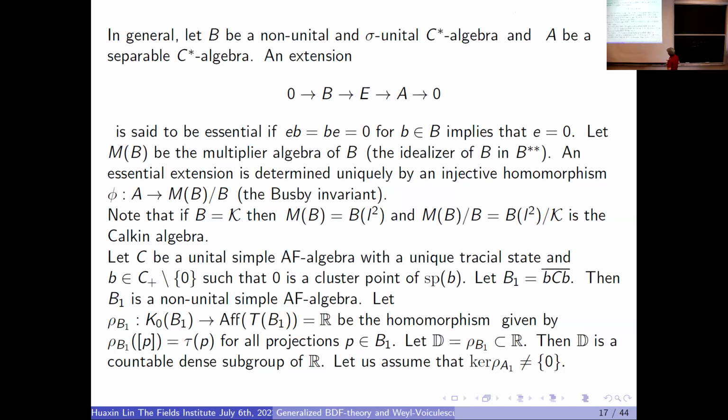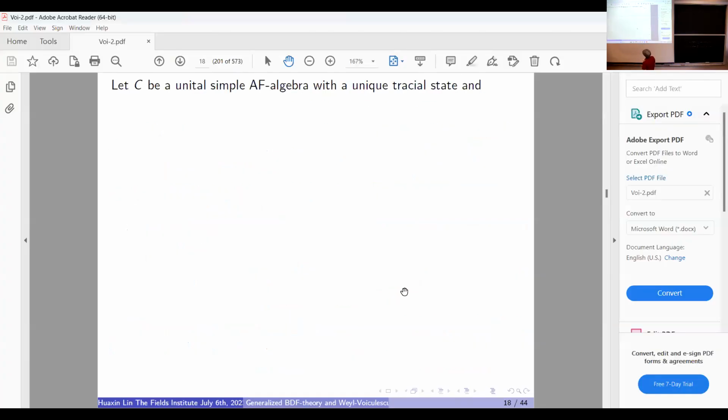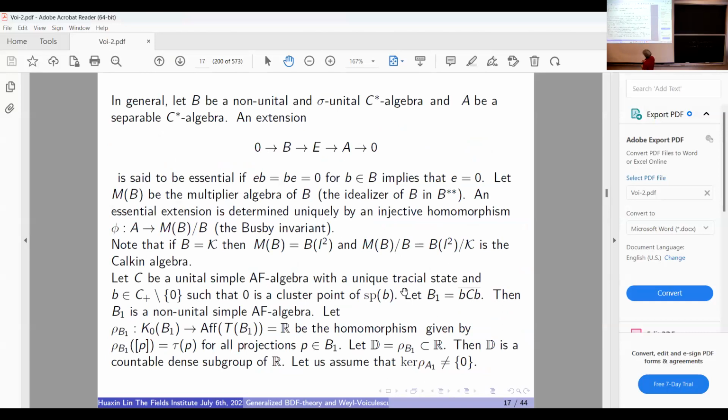You have P is a projection, and what is tau? Tau is a unique trace. That's probably why I start with the unital C-star algebra. Oh, did I do something wrong? So you had the finite trace. Okay. Yeah, finite trace, yes.